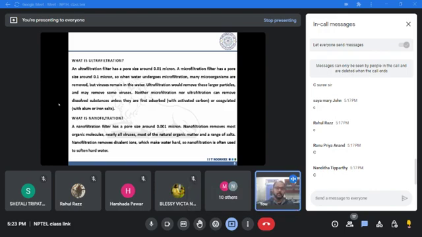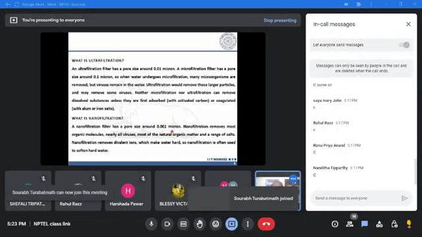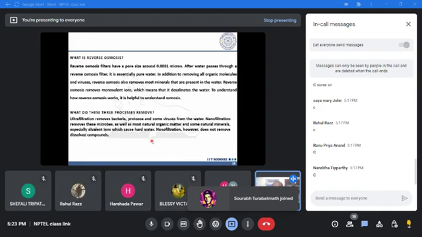So ultrafiltration would remove these larger particles, but they cannot remove the virus. Neither microfiltration nor ultrafiltration can remove dissolved compounds. The nanofiltration pore size is around 1 nanometer, so they can remove viruses and a range of salts. You can get these from the PPT when I upload it.